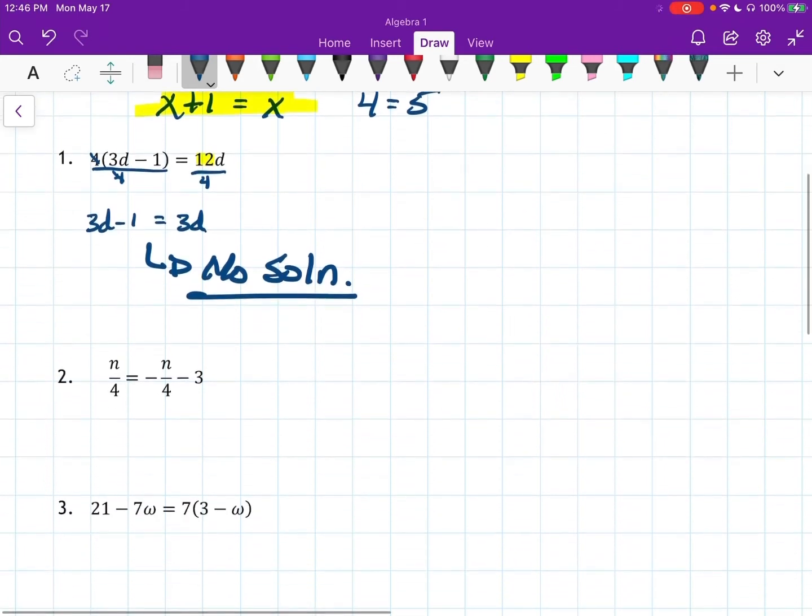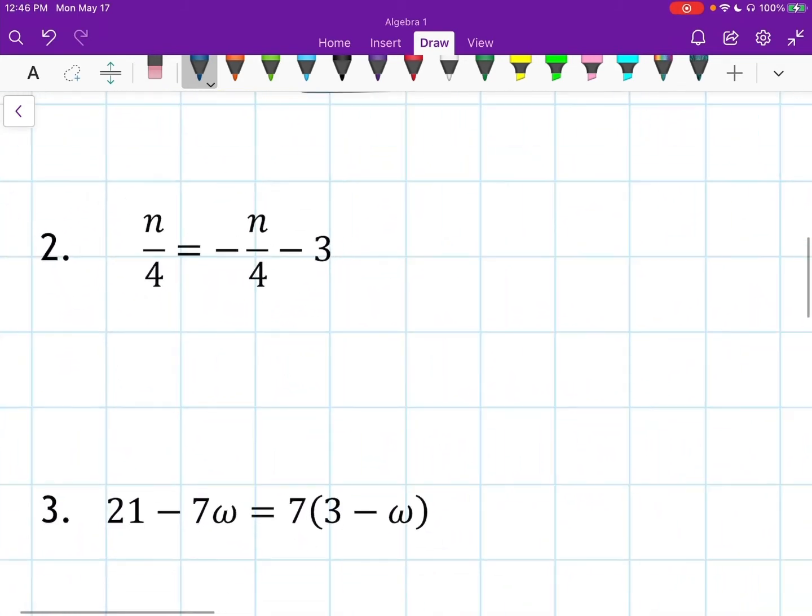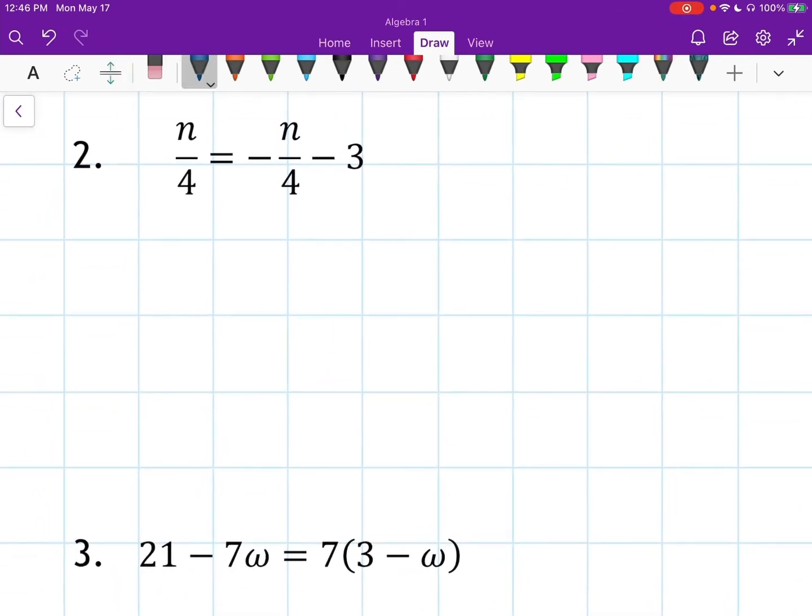Next up, number 2. Here we have some fractions. And there's two ways to approach fraction problems. One of the ways is to get rid of fractions right away. And we could do that. I'm not going to do it this time, but you could. We could multiply everything by 4 and get rid of those denominators. Instead, I'm just going to solve it like this.